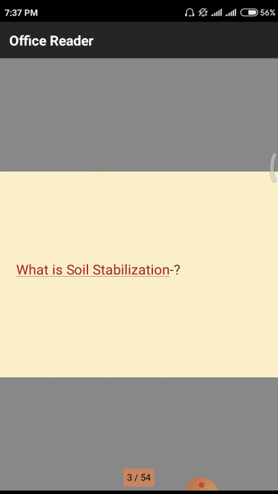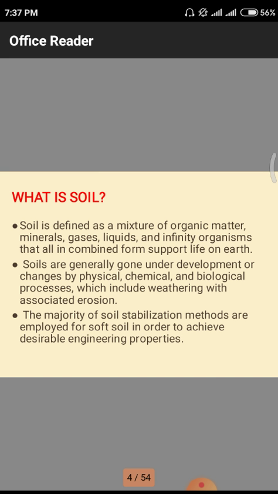Before going to soil stabilization, we have many classifications, and we have to know all of them. First of all, before going to stabilization, we need to know what soil is, how soil forms, what the elements in the soil are, and the classifications.